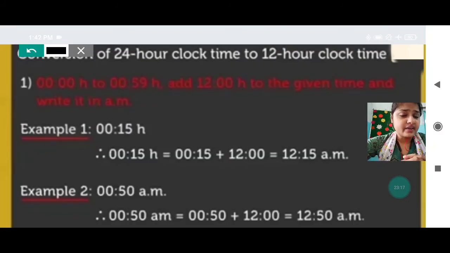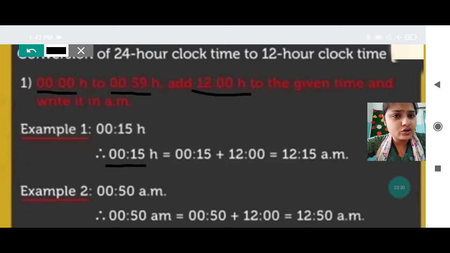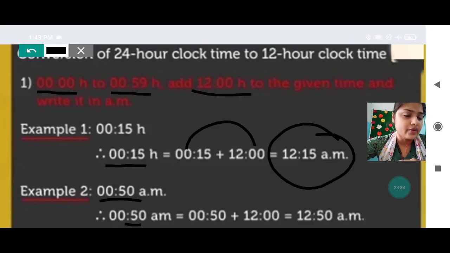Now if it is written from 00:00 to 00:59, add 12 hours to the given time and write it in AM. When numbers like 0000 are given, you just add 12 to that, and the answer you get will be in AM. When the time is after 12, you subtract. When it is before 12, from 0, 1, 2, 3 like this, you add 12 to convert it into 12-hour clock timing. For example 00:15, 00:50.